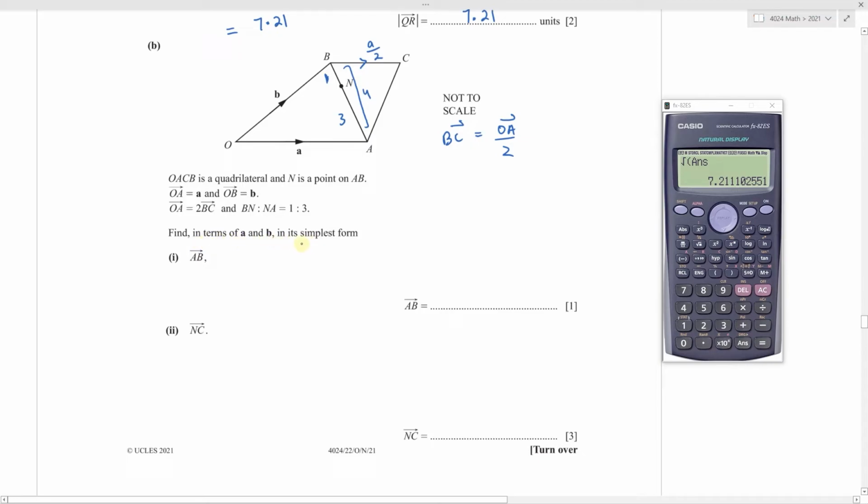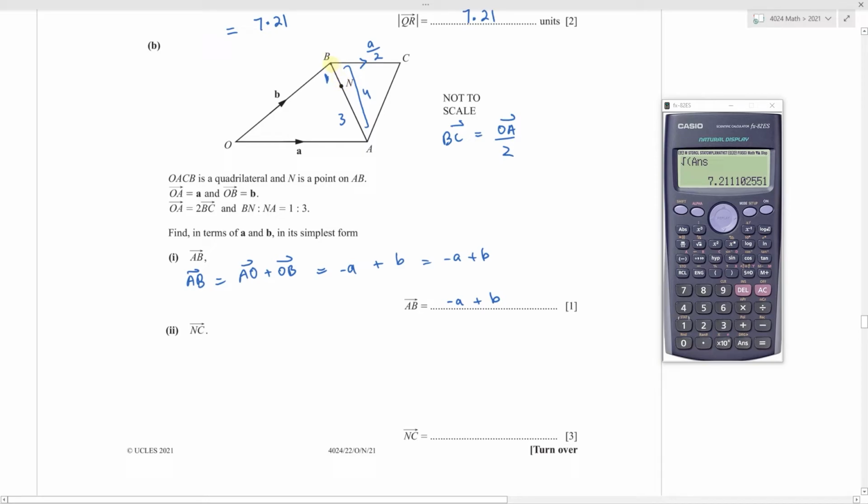Find, in terms of A and B in its simplest form, vector AB. So AB is this. I can use the head to tail rule. AB will be AO plus OB. AO would be minus A because A is in this direction, so in this direction it will be minus A, plus OB is B. So it is minus A plus B.